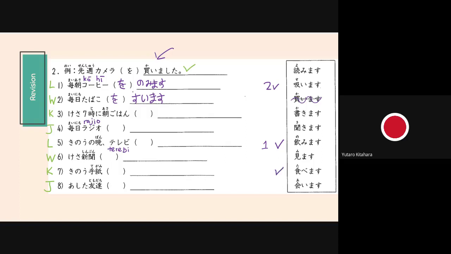And the particle is not e. The particle should be the same as everything else here. I read it off for you: asagohan o tabemashita. Kesa, maybe, yeah, it's over already. This morning, 7, right? Unless you are talking to me at 6 o'clock in the morning, then you say, this morning I will eat at 7, then it becomes present tense, okay? But the textbook always puts kesa as past tense.